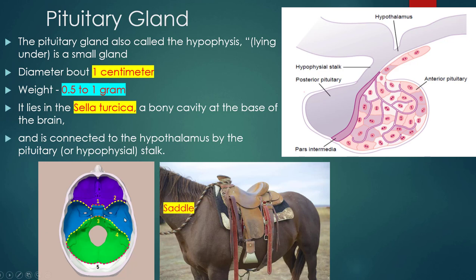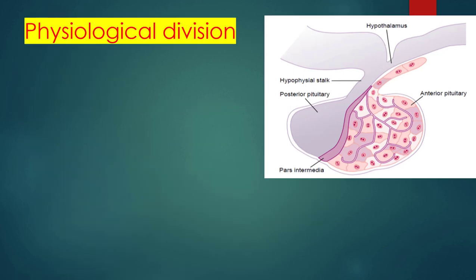This is the anterior, this is the middle, and this is the posterior cranial cavity. The sella turcica is lying in the middle cranial fossa, and the pituitary gland lies in this fossa and is connected to the hypothalamus by the pituitary or hypophysial stalk.